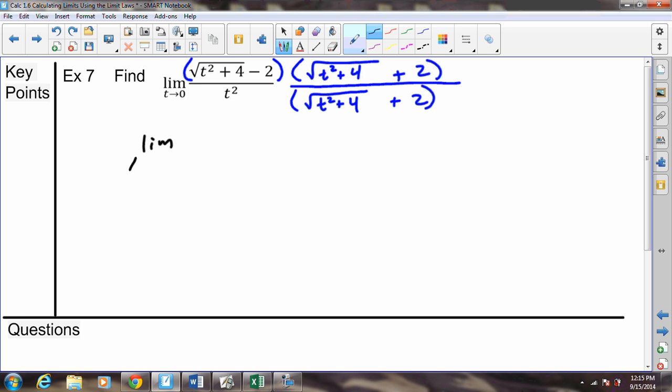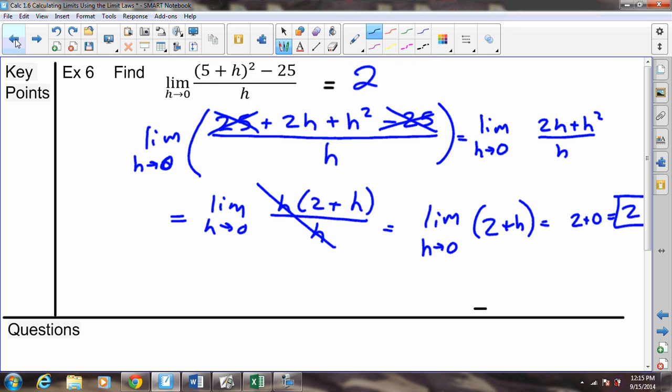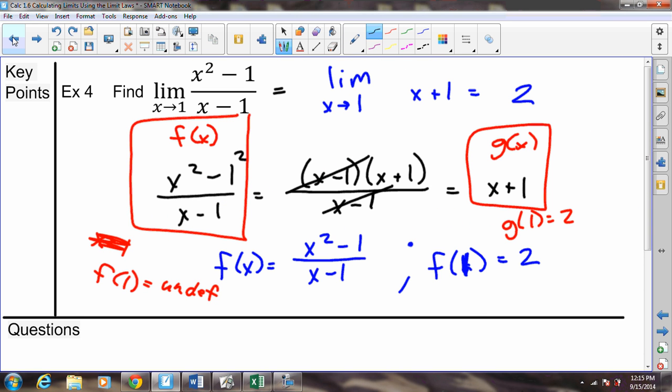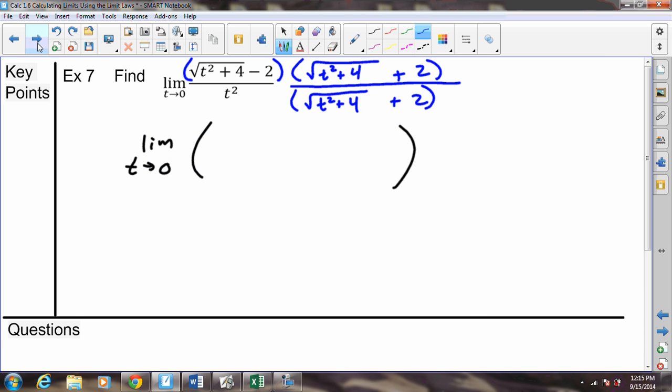So limit as t approaches 0. What do we have in the numerator? Remember, we're taking advantage of conjugation. We're setting up the difference of squares formula. The same way that before we had x minus 1 and x plus 1 giving x squared minus 1 squared, we're using the formula in reverse. Because we have a plus 2 and a minus 2, that's our difference of squares formula.